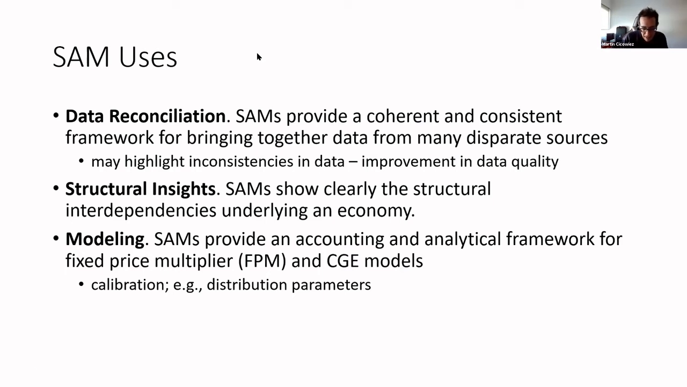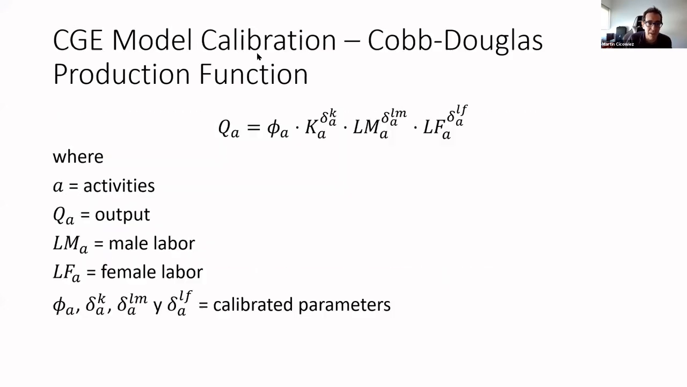And if you are in a situation in which you have to build your social accounting matrix using different sources of information, the SAM will force you to make data reconciliation, in the sense that you cannot have two different numbers for government revenue. So if you have one estimate from one source and a different estimate from a different source, you will have to make them consistent in order to build a social accounting matrix. And that in itself is very, very useful.